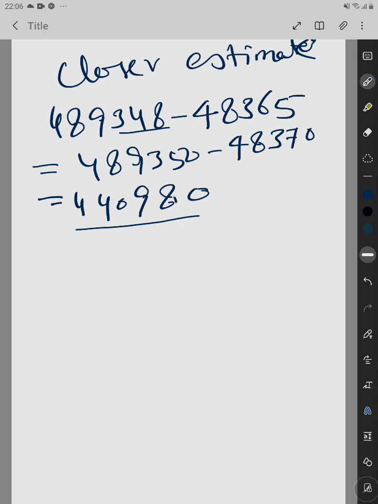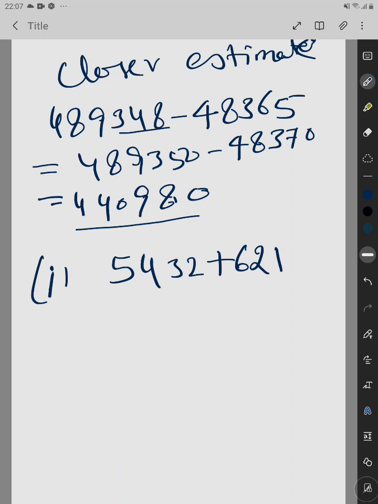Okay, now we have to take 4 other numbers, and then we will need to solve them. Okay, so let's take the first number as 5432 plus 621. Okay, so first of all we'll take a rough estimate by rounding up to 100.